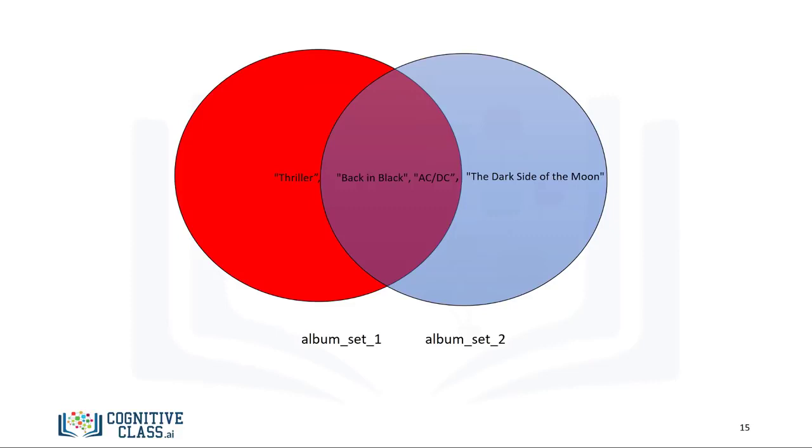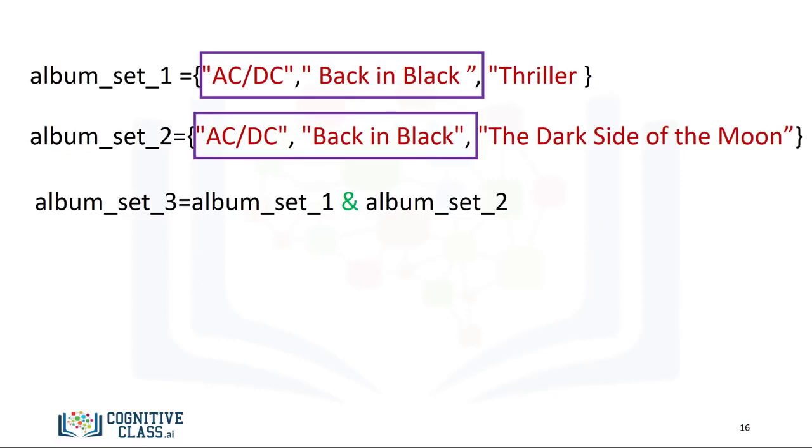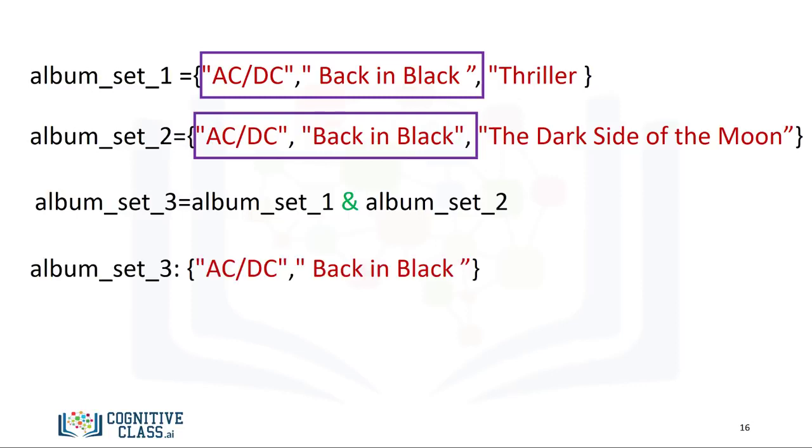If we overlay the values of the set over the circle, placing the common elements in the overlapping area, we see the correspondence. After applying the intersection operation, all the items that are not in both sets disappear. In Python, we simply just place the ampersand between the two sets. We see that both AC/DC and Back in Black are in both sets. The result is a new set album set 3, containing the elements in both album set 1 and album set 2.